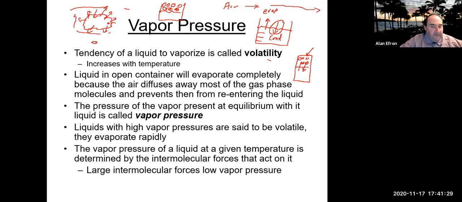The vapor pressure of a liquid at a given temperature is determined by the intermolecular forces. The larger the intermolecular forces, the lower the vapor pressure would be. That's the opposite effect here. The stronger the intermolecular forces between the liquid molecules, the longer they hold together, and fewer of them are able to come up into the gas phase. We would have fewer gas molecules above the liquid, and thus a lower vapor pressure in that situation.